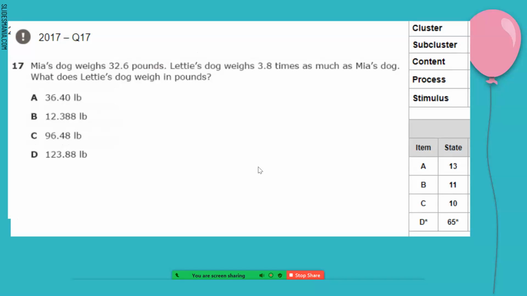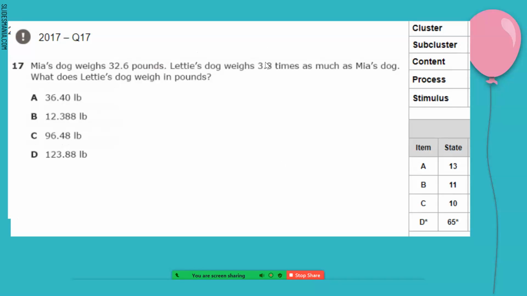Okay. In this next example, Mia's dog weighs 32 and 6/10 pounds. Letty's dog weighs 3 and 8/10 times as much as Mia's dog. What does Letty's dog weigh in pounds?